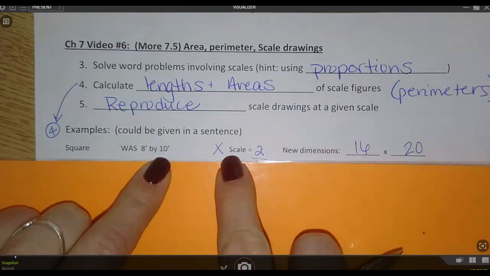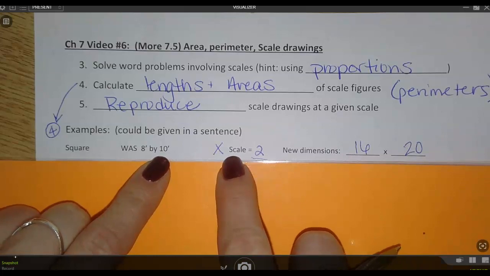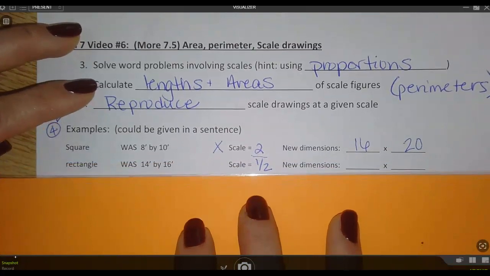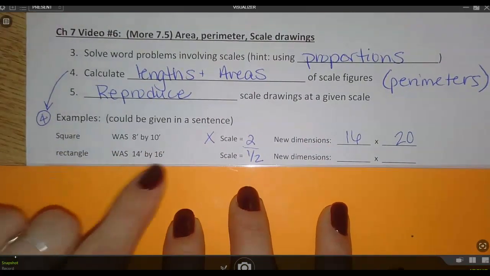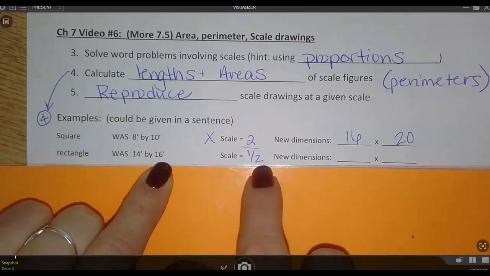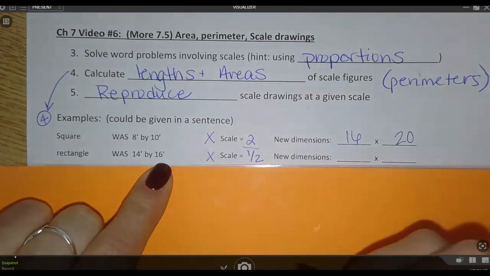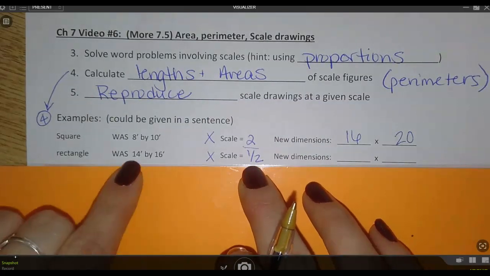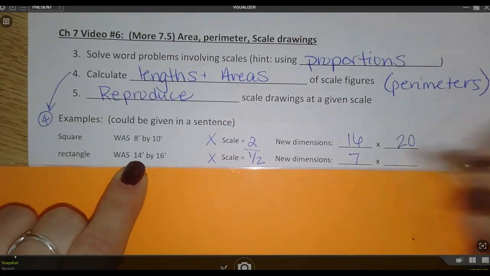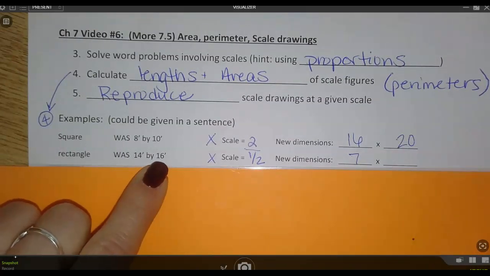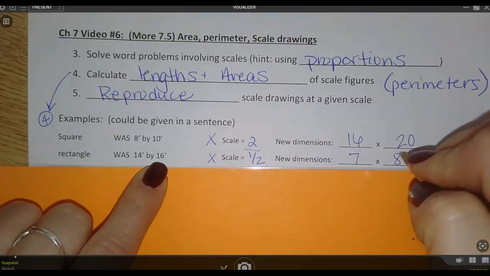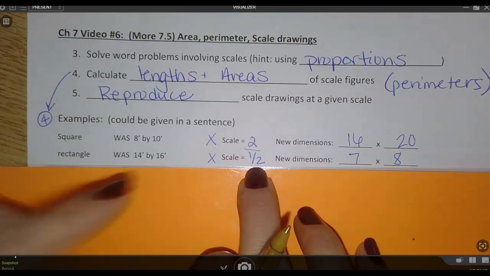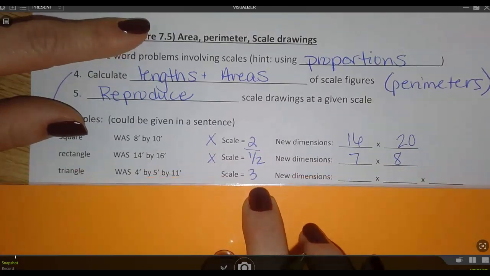So you need to understand that whatever they tell you the scale is, you're multiplying by that to get your new numbers. Or if I started with a rectangle that was 14 by 16, and they tell me to use a scale of 1/2, well, I'm still going to multiply by that, but I could multiply by a fraction. That just means things are going to get smaller. So what's half of 14? Well, I know that dimension would be 7. What's half of 16? That dimension would be 8. So in this case, a scale like 1/2 means it's half as wide, half as tall.